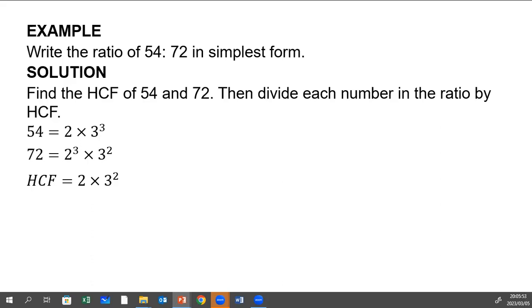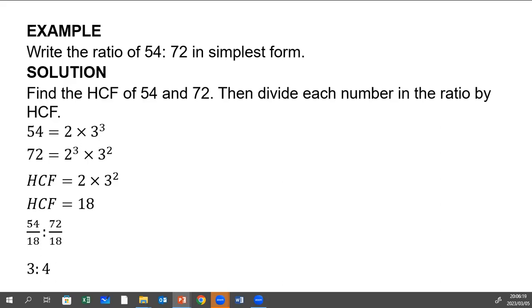The first part of the ratio is 54. You will divide that 54 by 18. The second part of the ratio is 72. You will divide that 72 by 18, and that'll give you 3:4. That's how we simplify the ratio. 54:72 is equivalent to 3:4. Try this classwork.